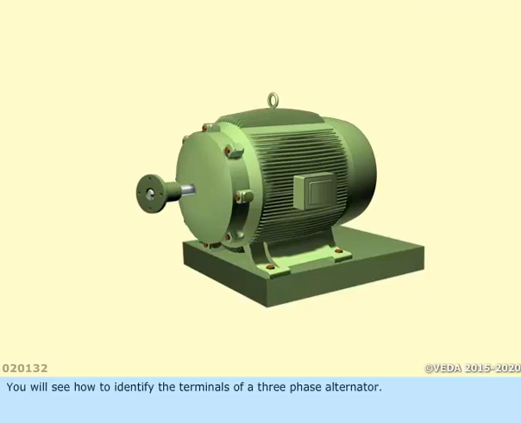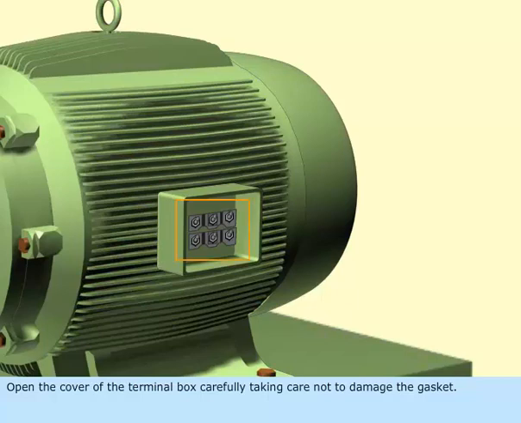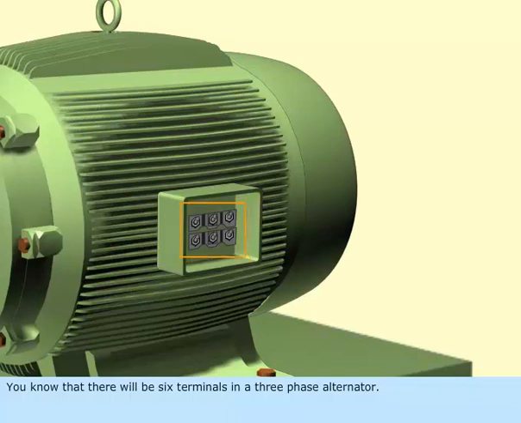You will see how to identify the terminals of a three-phase alternator. Open the cover of the terminal box carefully, taking care not to damage the gasket. You know that there will be 6 terminals in a three-phase alternator.